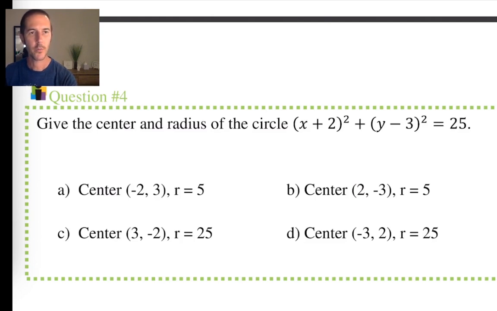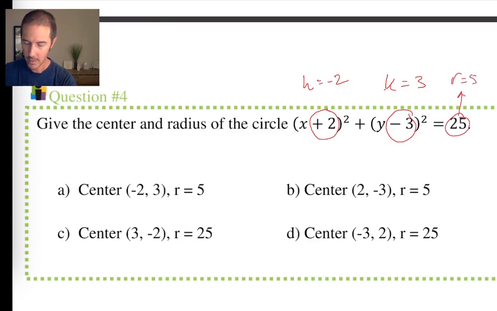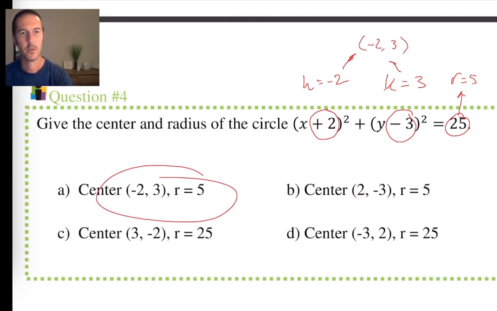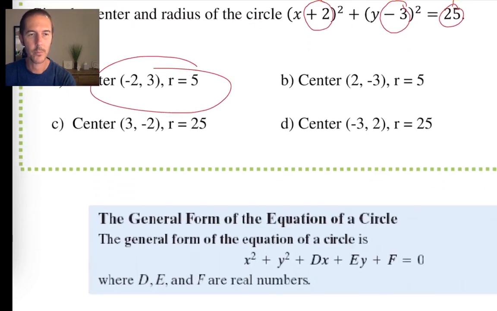Oh, here we go, question number 4. Give the center and radius of the circle. Remember, it's the opposite of what this looks like. The h value here is a -2, and it's the opposite of this. So your k value is actually a positive 3, and your r value is the square root of 25. 25 is r squared, so your r value is actually 5. So you have -2, 3, 5. There it is, option A. Love that. All right, so again, be careful, watch out. You got opposites on those h and k values.